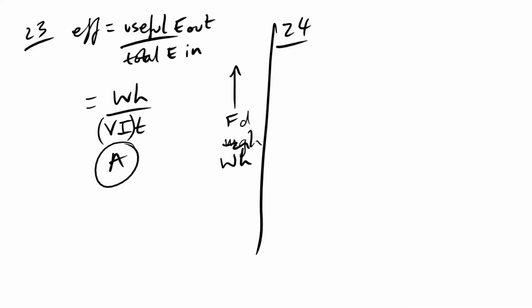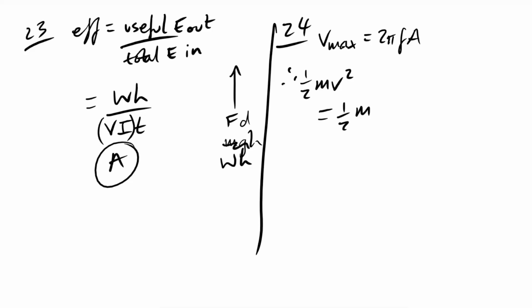24, simple harmonic motion. I was wondering when this would come up. What's the total energy of the particle? Well, this comes back to V max. Our equation for this is 2 pi f A. And so therefore, if we're looking for kinetic energy, it's going to be half mv squared, where V is that V max. So it's just going to be, well, the half. Let's put it all in. So therefore, half m times 4 pi squared f squared A squared. Half and the 4 cancel just to make it 2. So it looks like the answer is going to be B.